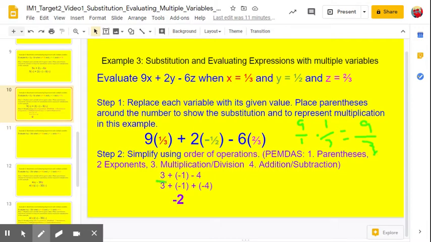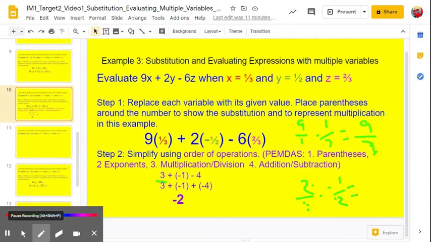Okay? 2 times negative 1/2, well, 2 over 1 multiplied by negative 1 over 2 equals negative 2 over positive 2. Negative over positive is negative, and 2 over 2 is a 1, right? That simplifies down to just a 1. So that's how we got plus a negative 1.